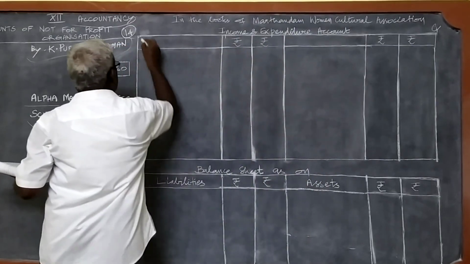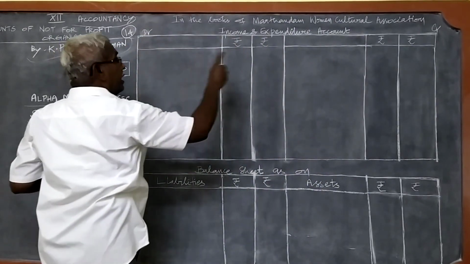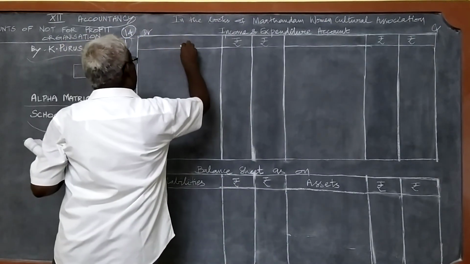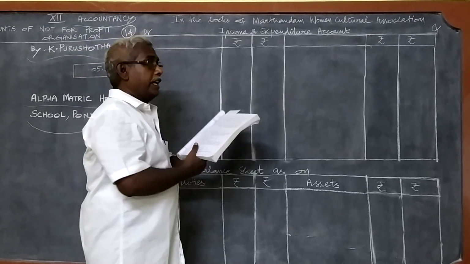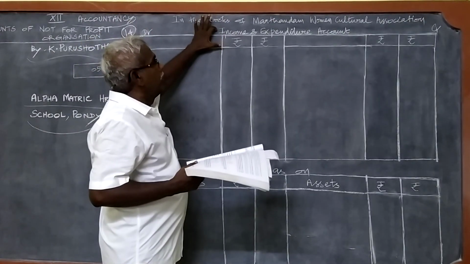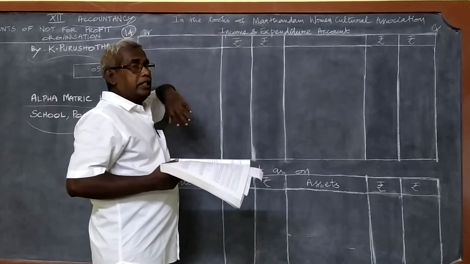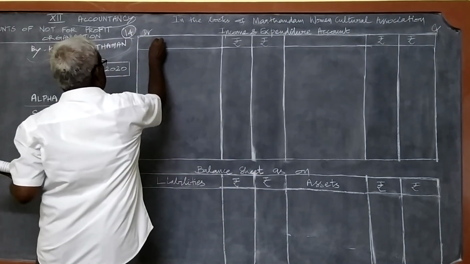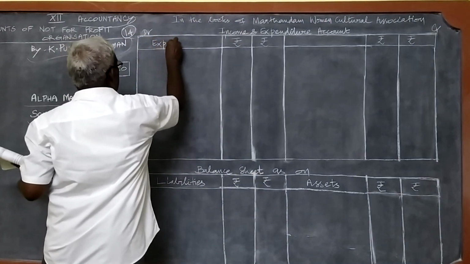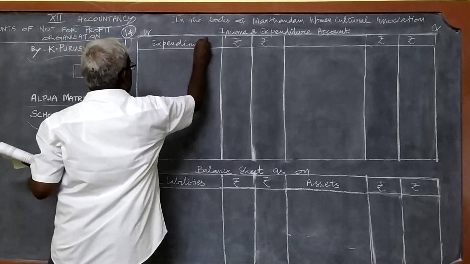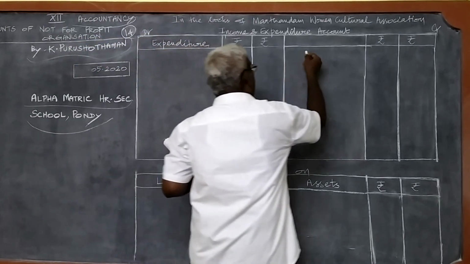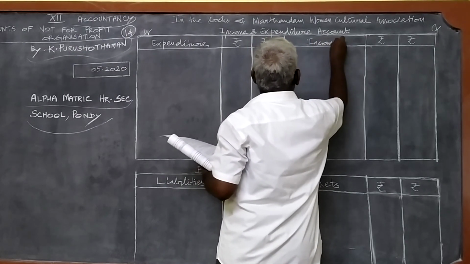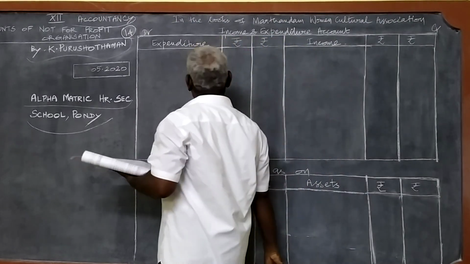Since this is an account, we should write debtor and creditor. We can write the heading now. When we write the name of the account, we will write income and expenditure. But while we are writing inside the box, we should write expenditure on the debit side, that is the left hand side, and on the right hand side income, that is the credit side. Expenditure, income.